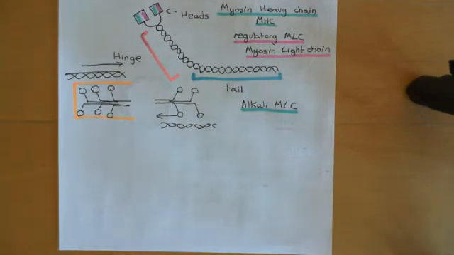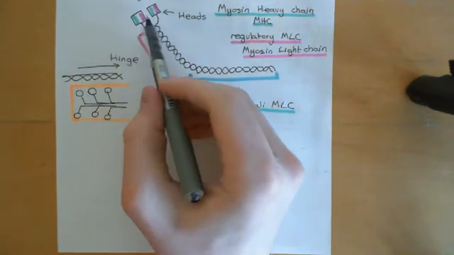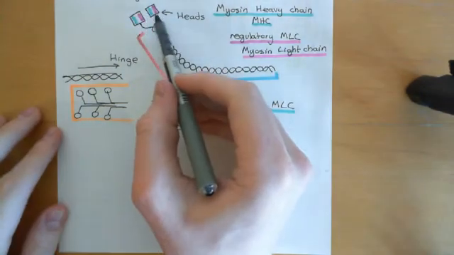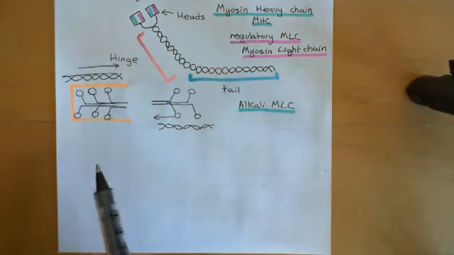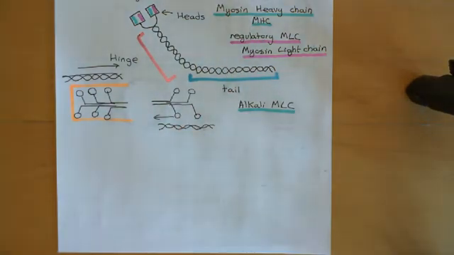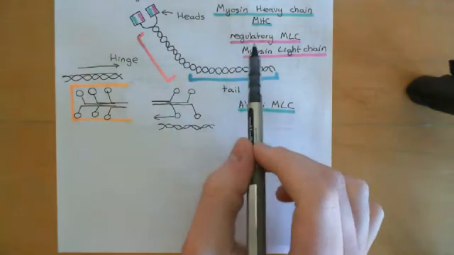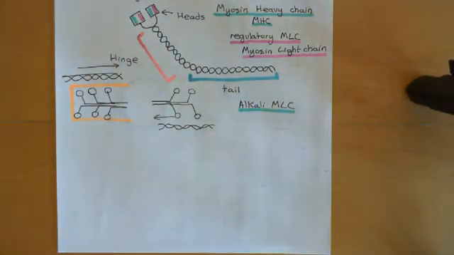Okay, so in smooth muscle cells, the way that you activate contraction is by phosphorylating the regulatory myosin light chains, which are attached to the heads of the myosin heavy chains. Okay, only when the regulatory myosin light chains have been phosphorylated, only then can contraction actually occur.